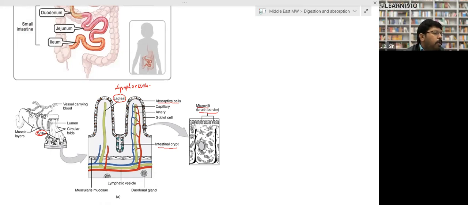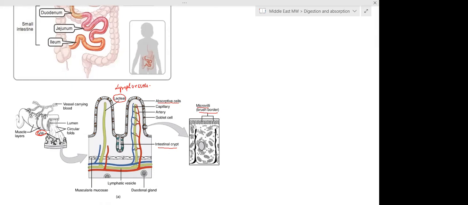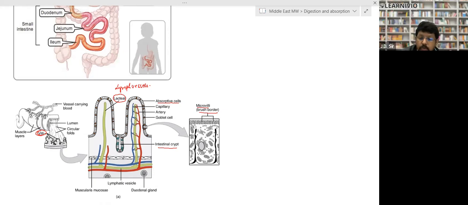Function of the small intestine is to complete digestion of protein, carbohydrate, fat, and nucleic acid. Full stop. It absorbs nutrients into blood after digestion of protein, carbohydrate, and nucleic acid. Nucleic acid means DNA and RNA. Full stop. It absorbs nutrients into blood and lymph.